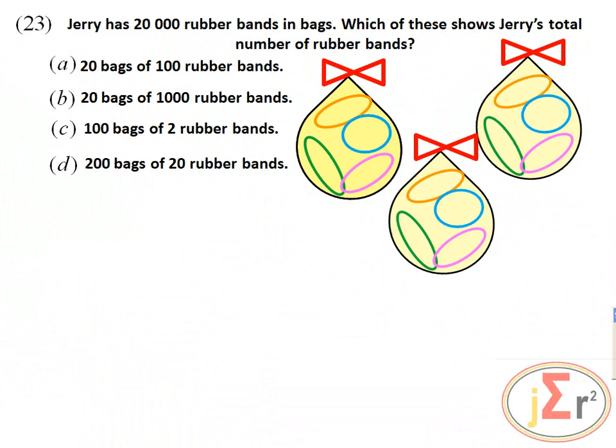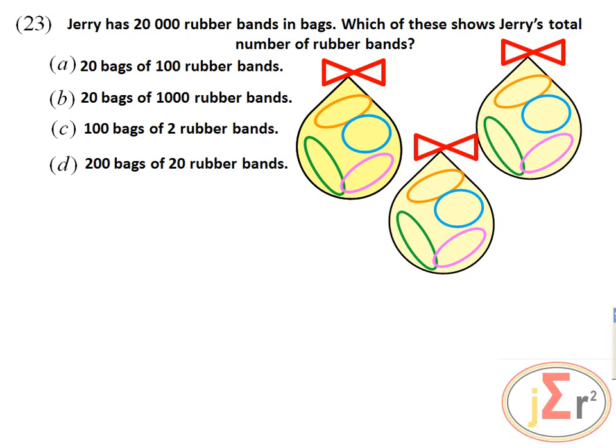Jerry has 20,000 rubber bands in a bag. How many? 20,000 rubber bands in a bag. Who has that? Jerry. Okay, Jerry, you have 20,000 rubber bands in a bag. That's a lot of rubber bands. Which of these shows Jerry's total number of rubber bands?